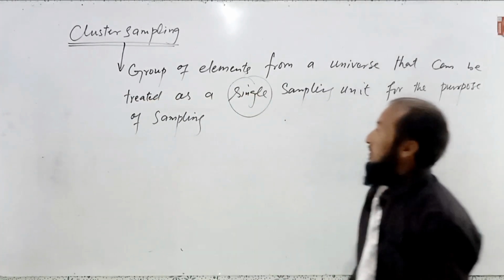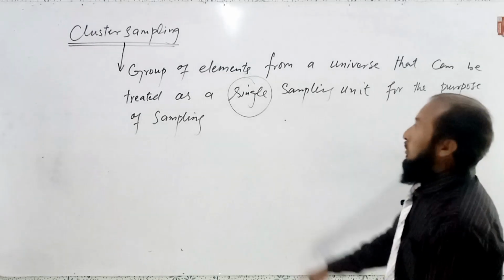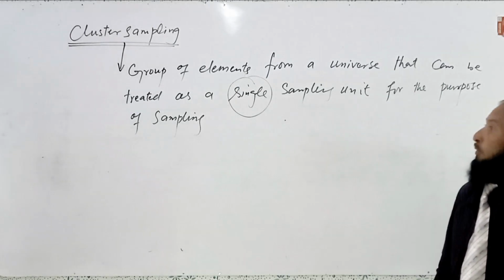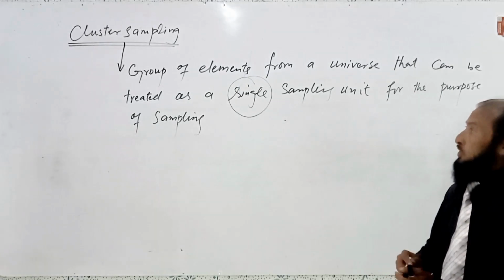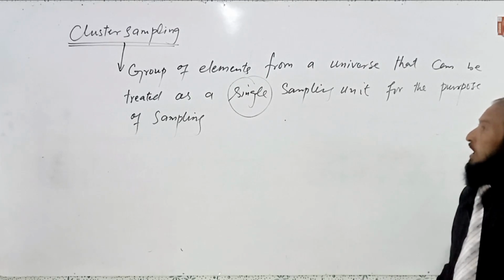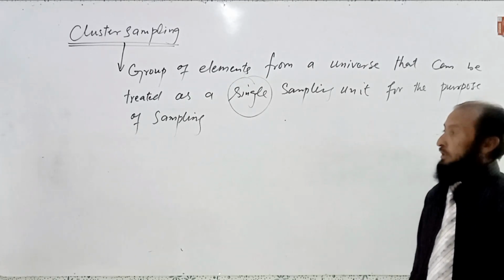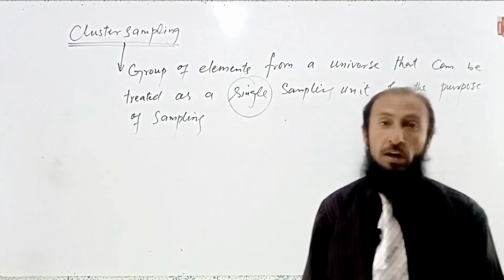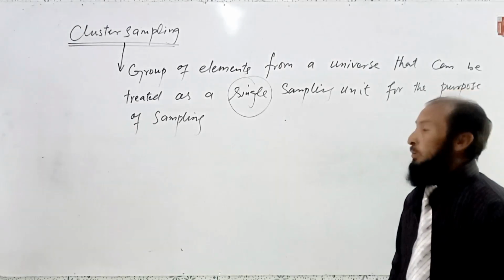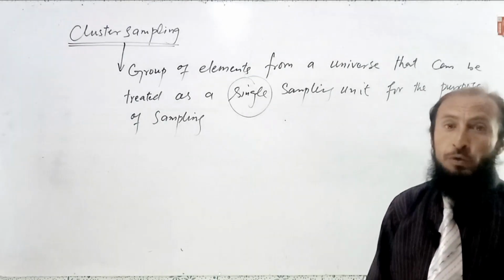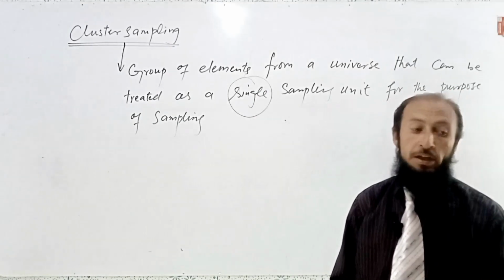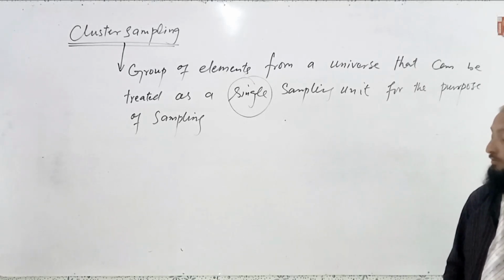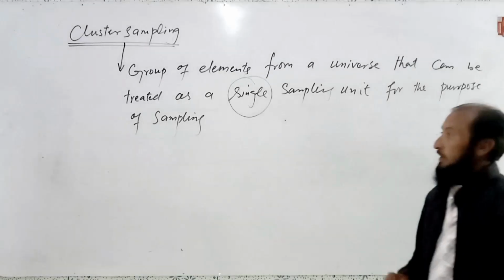Cluster sampling means that a group of elements selected from a universe, which can be used as a single sample unit, is called cluster sampling. It is another type of probability sampling in which each group or cluster is used as a sampling unit. Thank you very much.